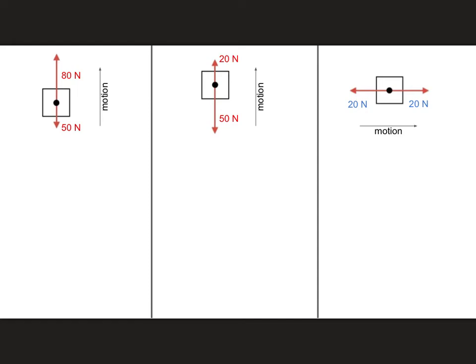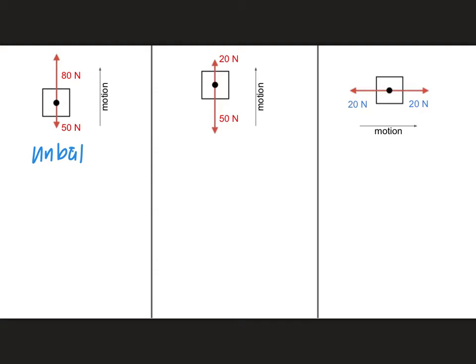Right, so let's take a look at whether a system of forces is balanced or unbalanced, what the predicted motion change would be, and what the net force would be. So in this first one, we can see that there's 80 newtons up and 50 newtons down. Because there are different amounts of force up and down, this is going to be an unbalanced situation.